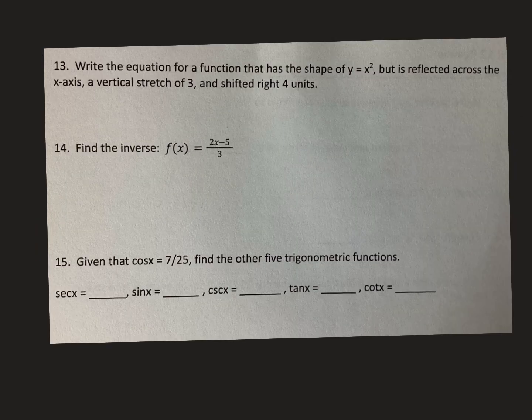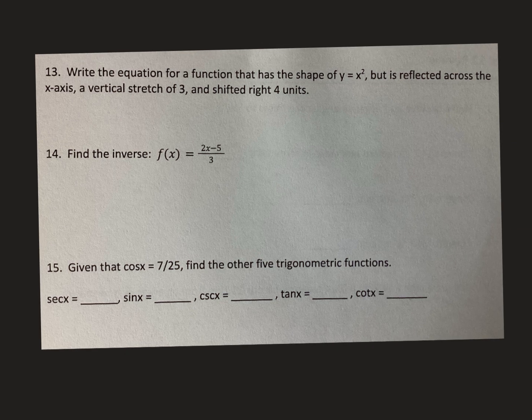13, write an equation for a function with this shape. So it's an x squared. It's going to have a squared in it. It's been reflected across the x. So I'm starting here. Y equals, reflected across the x means there's a negative in the front.